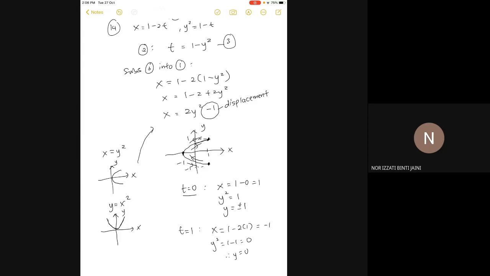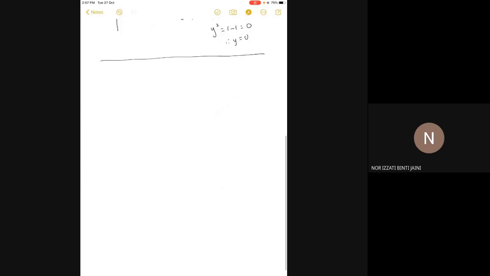Okay, and then ada yang tanya saya berkenaan cosine ni. Okay, let's say kita ambil soalan 6, 7, 8, 9 tu semua sama. Kita ambil soalan 9 lah.